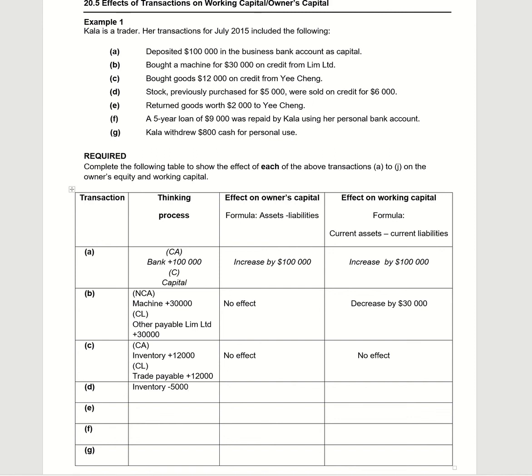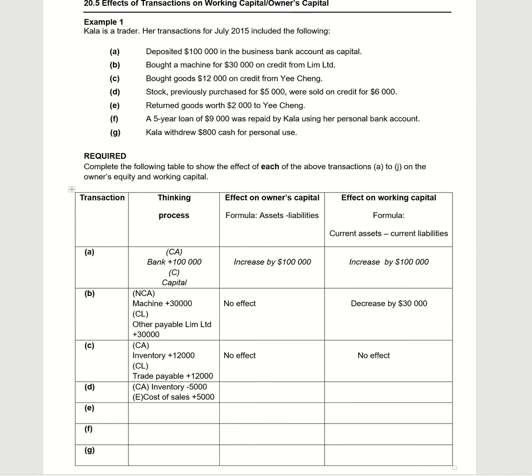And inventory is actually a type of current asset. And inventory sold will become cost of sales. So cost of sales plus 5,000. And what is cost of sales? We actually group it under expense, which is your E.